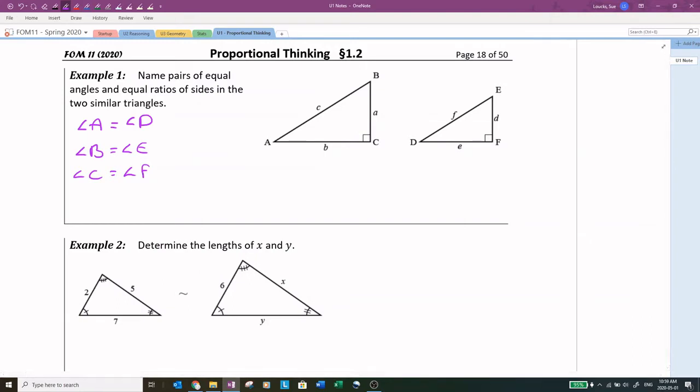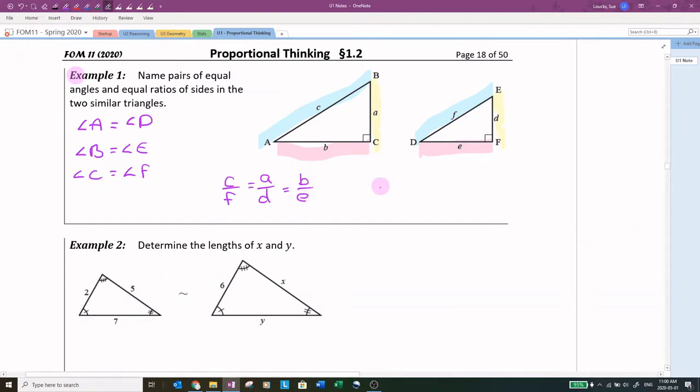And then the equal ratios of sides. So we're going to look for our corresponding sides. So C corresponds to F, and B corresponds to E, and D corresponds to A. Okay, but we need to write that up. So we're going to say the ratio of C to F equals the ratio of A to D equals the ratio of B to E.